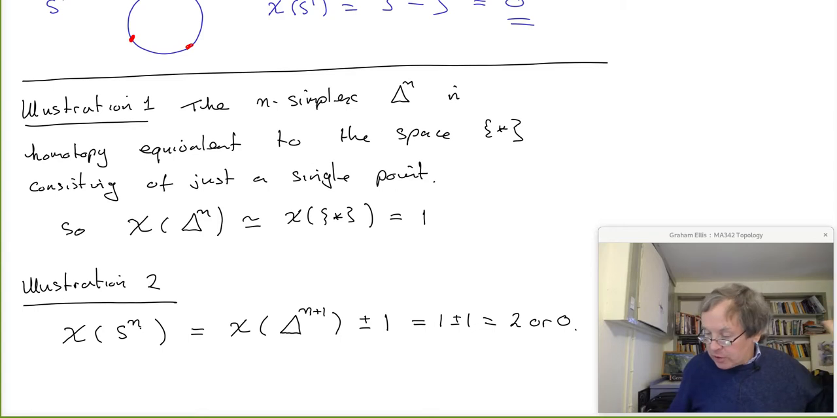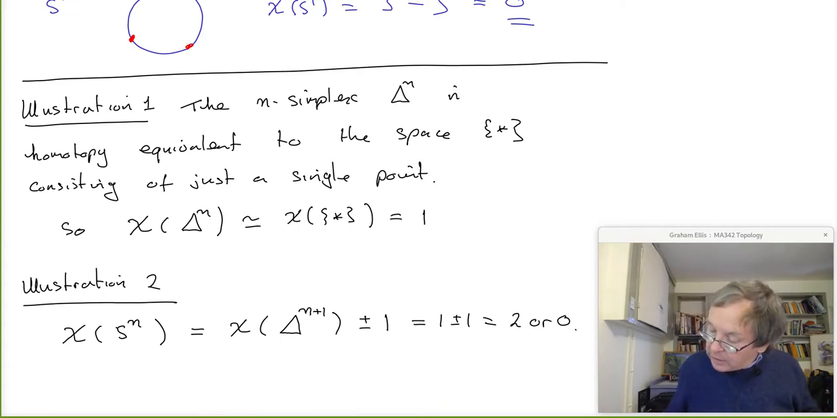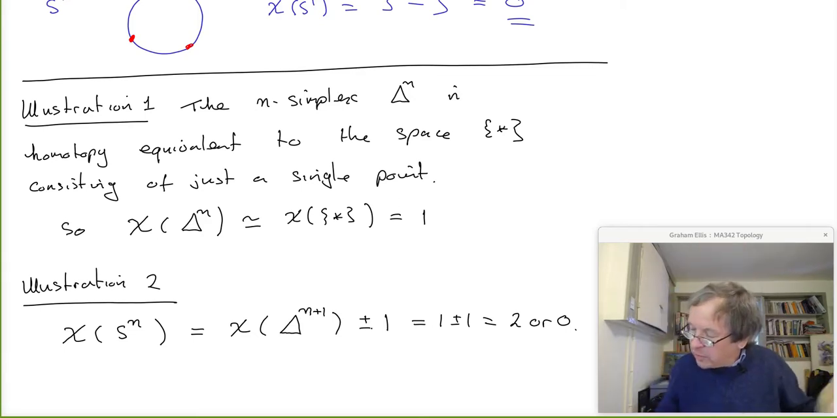Okay, take n equal to 2. This 2-sphere is homeomorphic to the surface of a three-dimensional solid tetrahedron. And if it's homeomorphic, it's homotopy equivalent. So by the major theorem, the Euler characteristic of the 2-sphere is the same as that of the solid 3-dimensional tetrahedron. Well, I've forgotten the 3-dimensional face, so it's plus or minus 1. That's the bit that I explained. But the Euler characteristic of the tetrahedron is 1, so my answer is 1 plus or minus 1, so the answer is either 2 or 0.